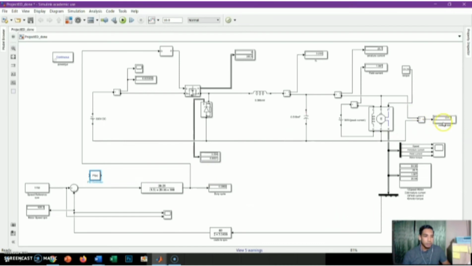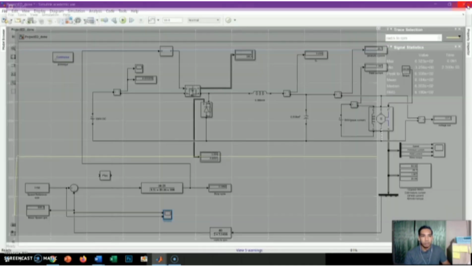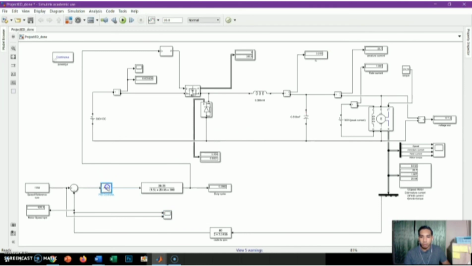You can see the voltage output is 117.3, and the speed produced is 620.3 RPM. The speed reference is 1750 RPM, so this is not the same. This is because we did not use the PI controller. So we see the graph first without the PI controller. This is the graph for not using the PI controller. Let's put the PI controller here and run again.